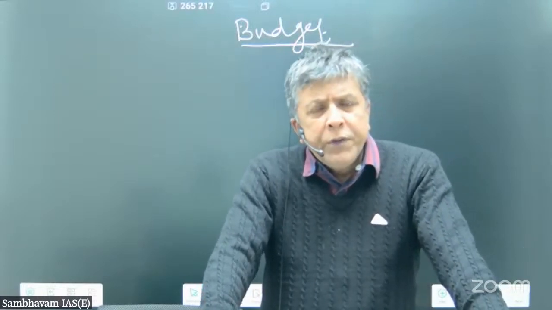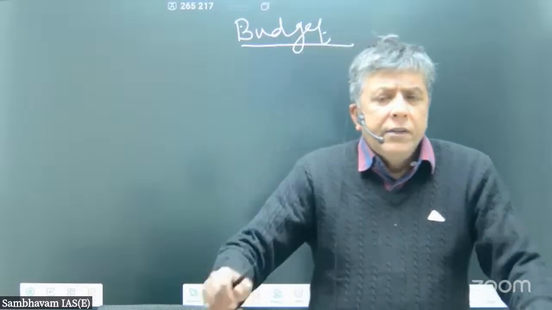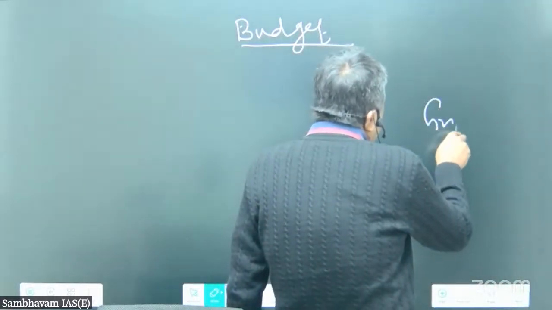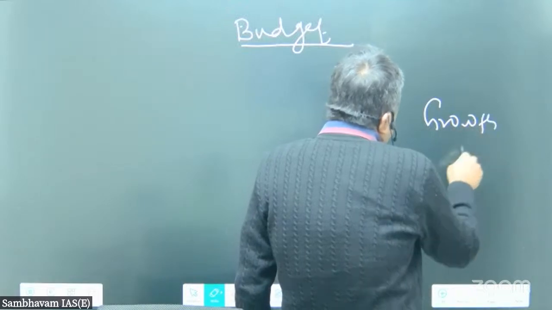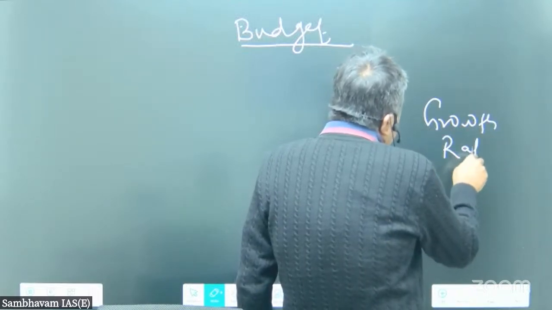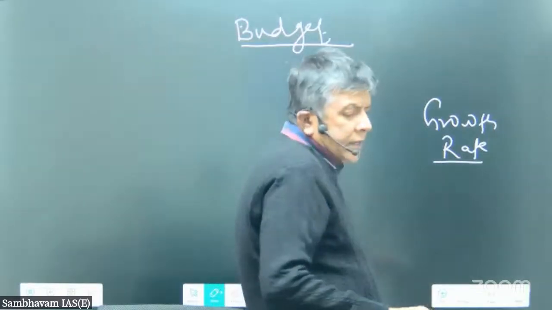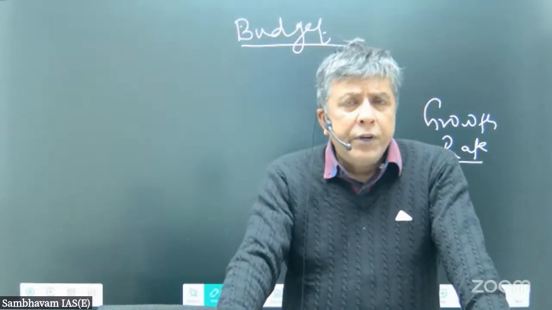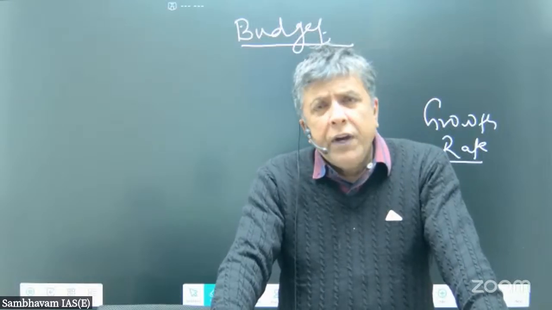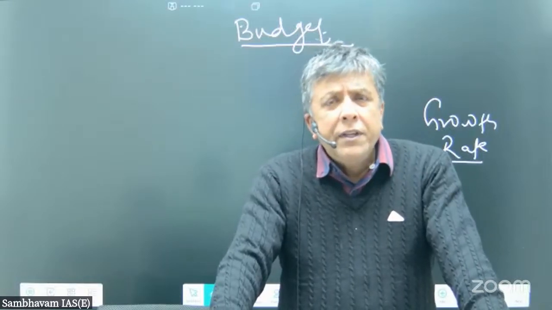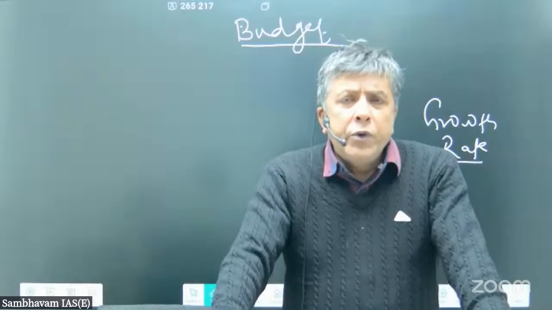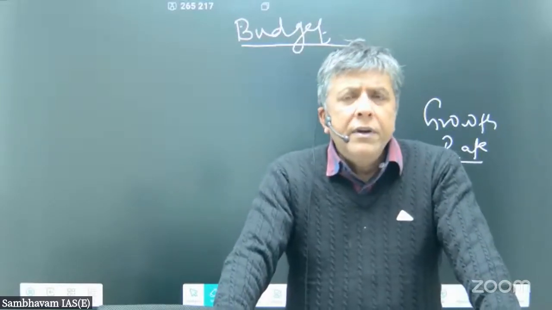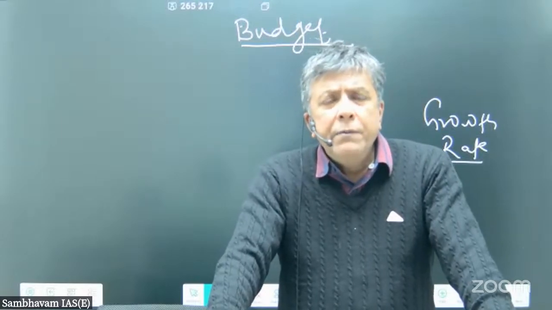The process of budget starts with setting a target of the growth rate. Growth rate is decided. We have discussed in the past, not technically, the significance of the word growth rate. I repeat, the process of budget starts with setting a target of growth rate, the rate at which production is increasing. Later on, we will discuss in terms of GDP growth rate.